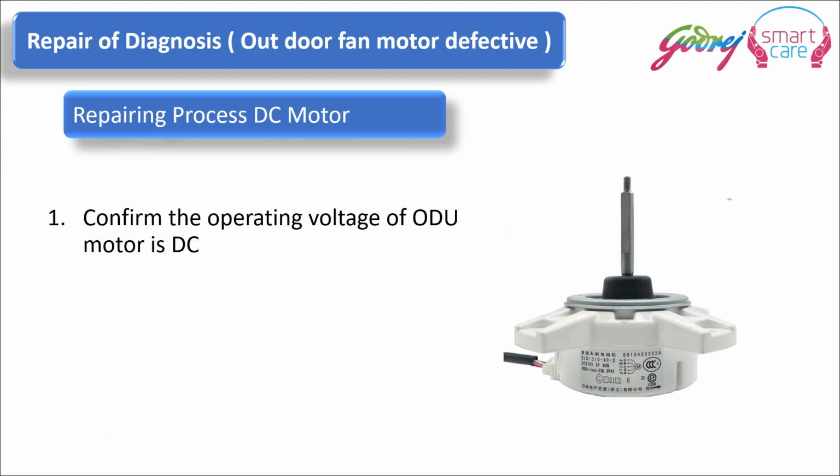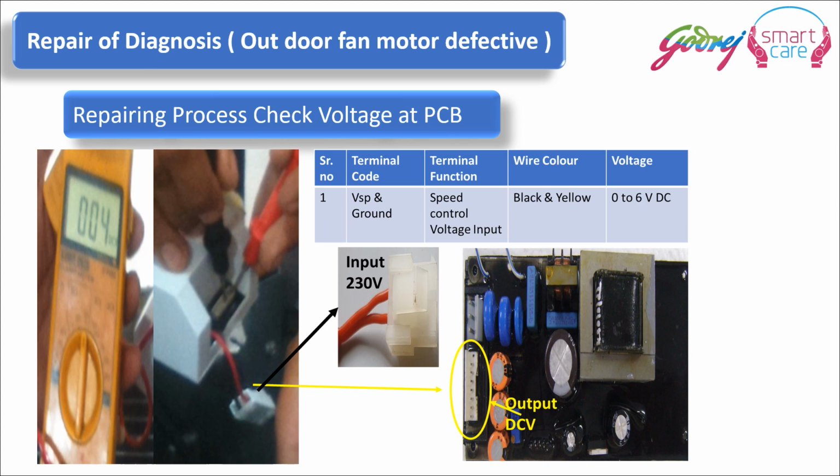In case of a DC motor, we have to confirm the operating voltage of the outdoor unit. The motor is DC. We have to check the voltage at the PCB, the VSP and ground. The speed control voltage input is at the black and yellow wires, which will be in the range of 0 to 6 volts DC.